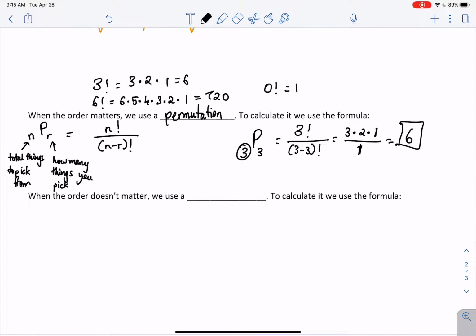Now let's do the next one when order doesn't matter. This is called a combination. And we write this as nCr, where n and r mean the same thing. n is the total things you can pick from. r is how many things you're actually picking. In this formula, it looks similar to the permutation formula. It starts off the same way.